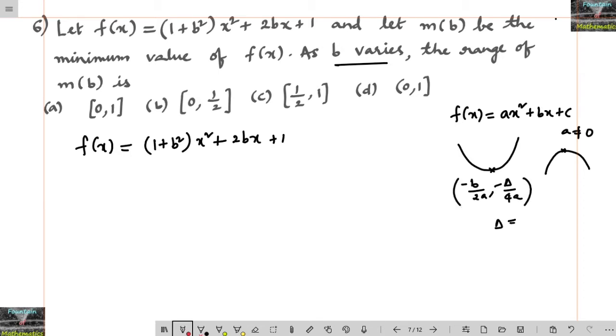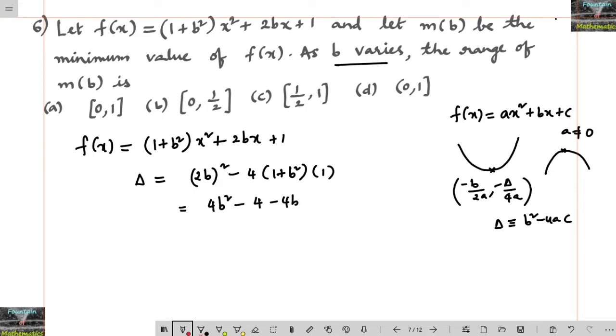So here delta is nothing but b square minus 4ac. In this problem, f of x is equal to (1 plus b square) x square plus 2bx plus 1. So here the delta value can be taken as delta is equal to (2b) whole square minus 4 into (1 plus b square) into 1. That is equal to 4b square minus 4b square, which equals minus 4. So this is the delta value, minus 4.